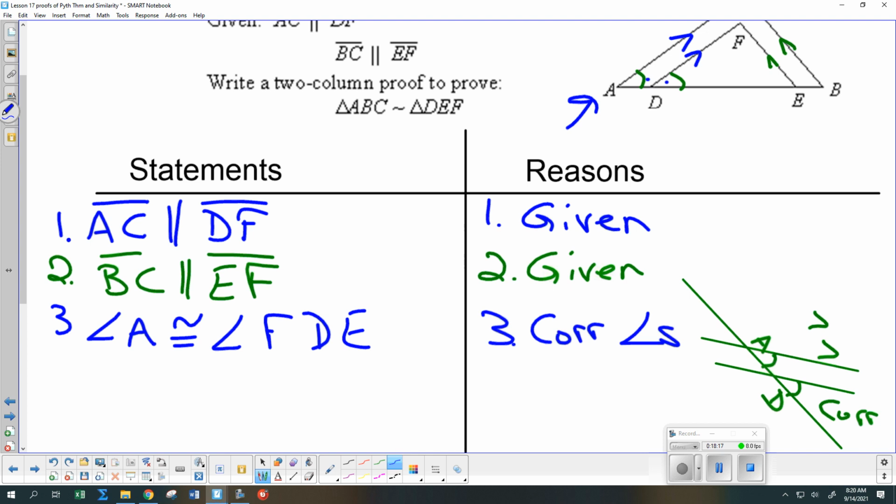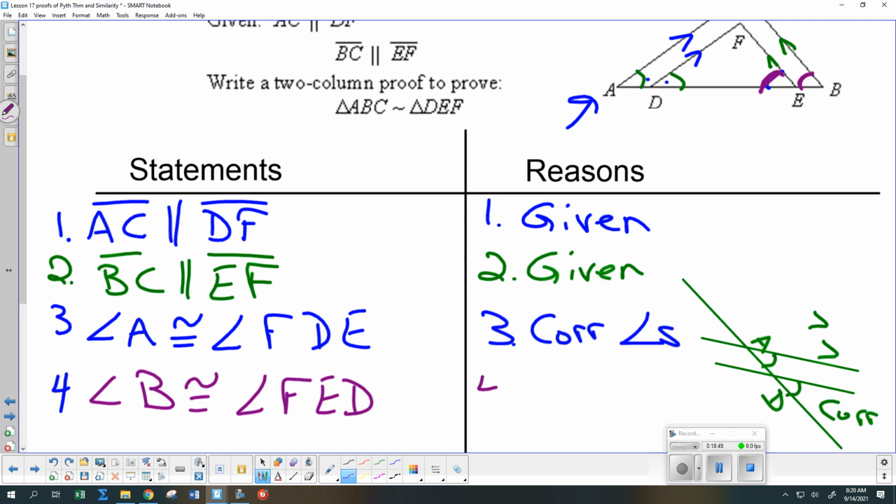So then if I go over to my other angles here, if I go to these angles, congruent or not congruent, thumbs up, thumbs down. Same reason, but for the other set of parallel lines. So then we can say angle B, and it only needs one letter, is congruent to angle, but we need three letters for the other one, FED. And that is also corresponding angles.